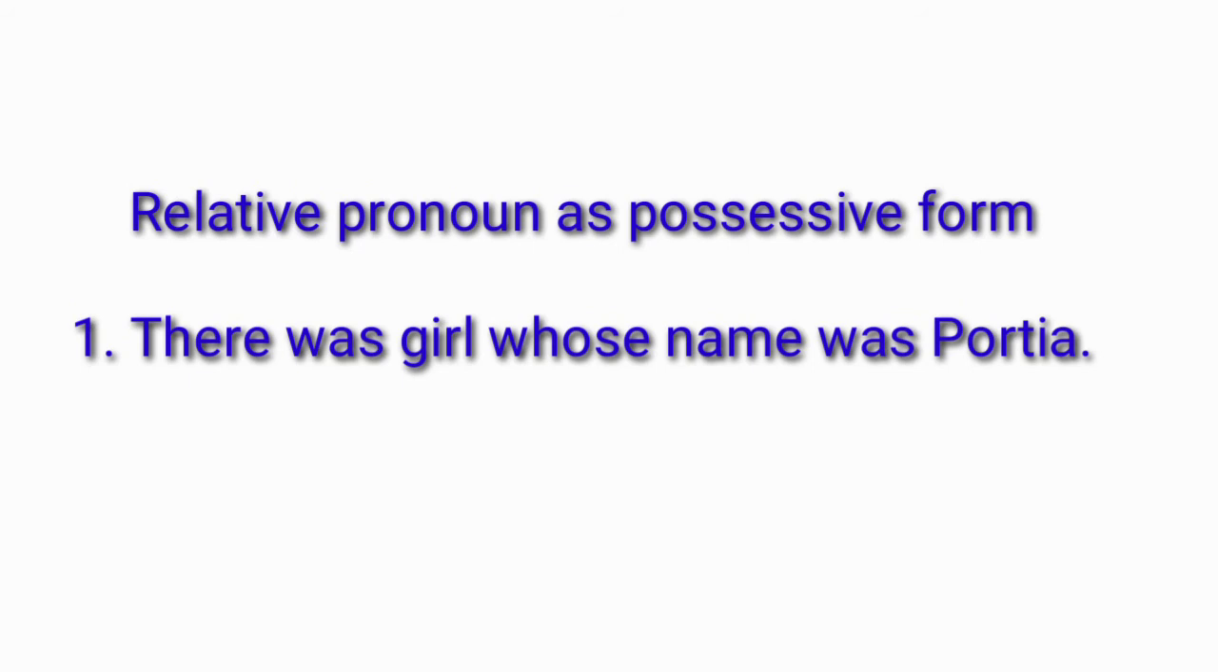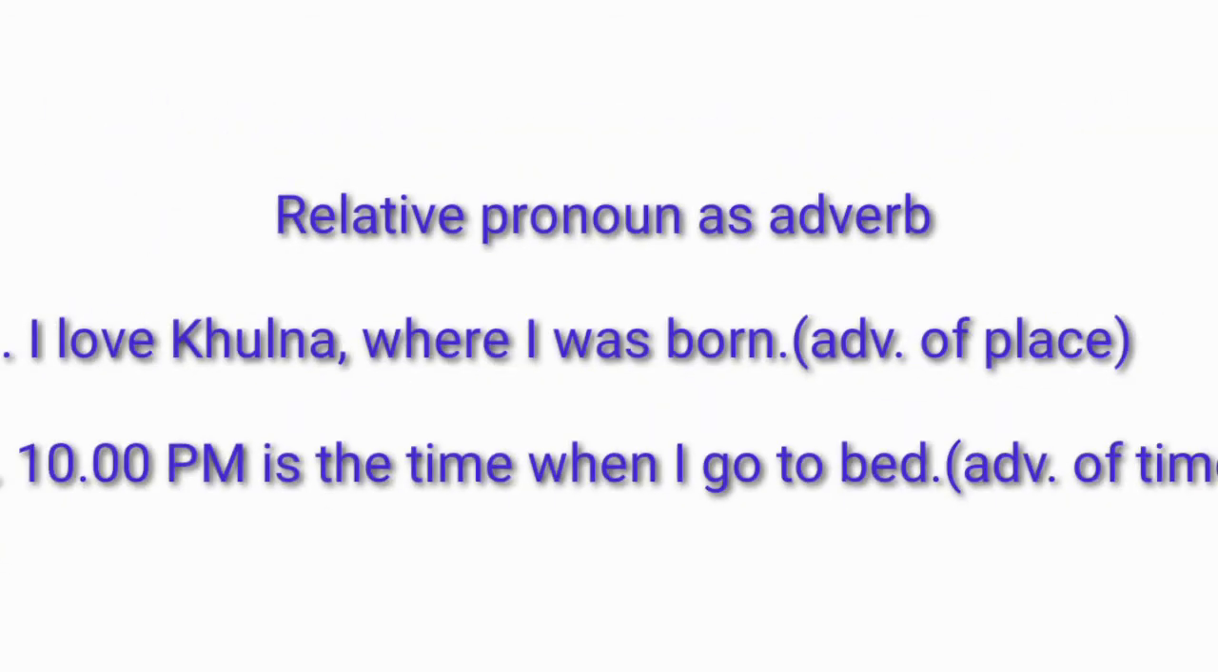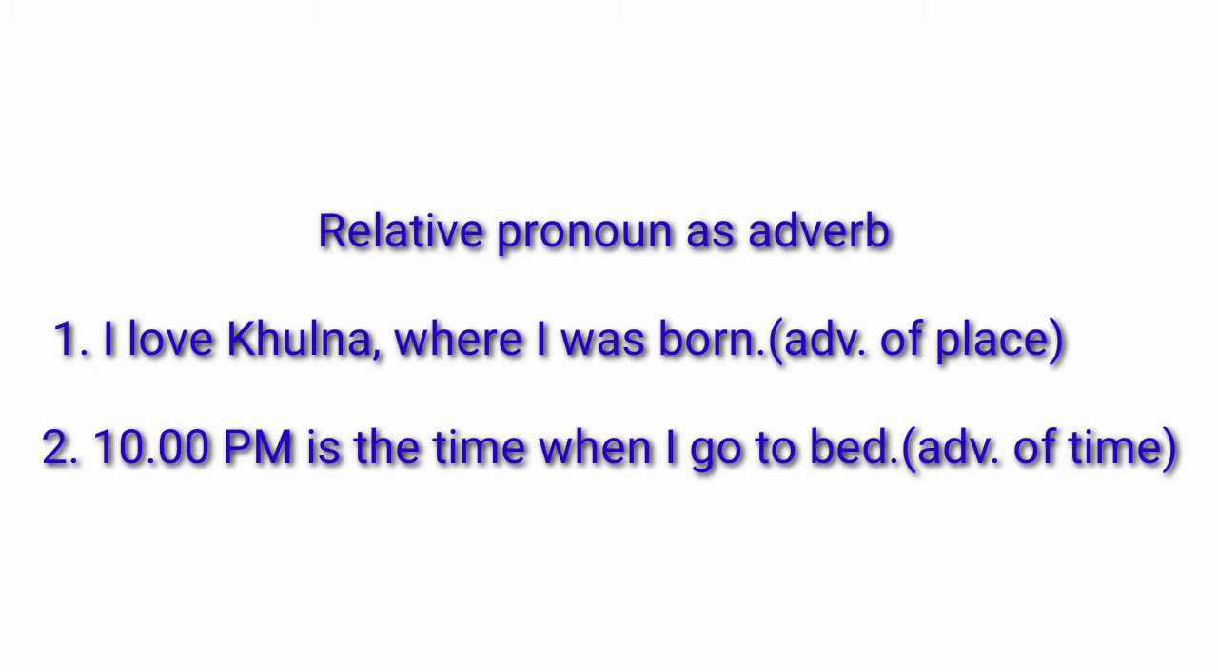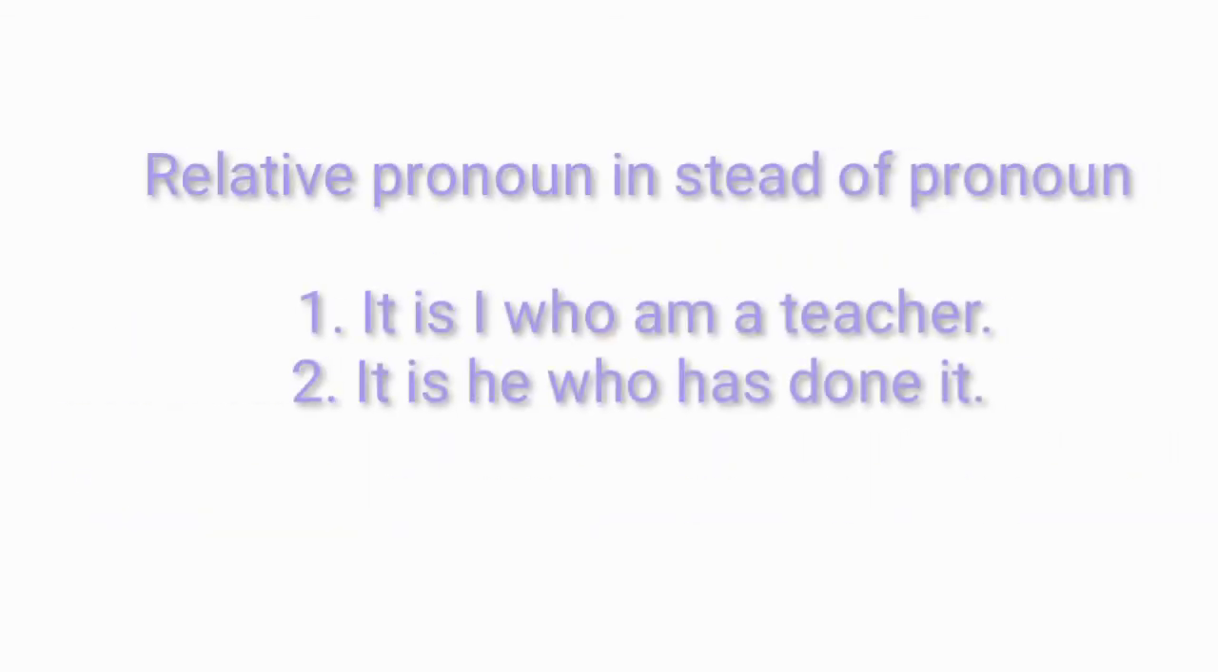Example of the possessive relative pronoun. There was a girl whose name was Portia. Here, whose has been used as possessive relative pronoun. The example of relative pronoun used as adverb. I love Khulna, where I was born. Here, where has been used as adverb of place. Next example, 10 p.m. is the time when I go to bed. Here, when has been used as an adverb of time.